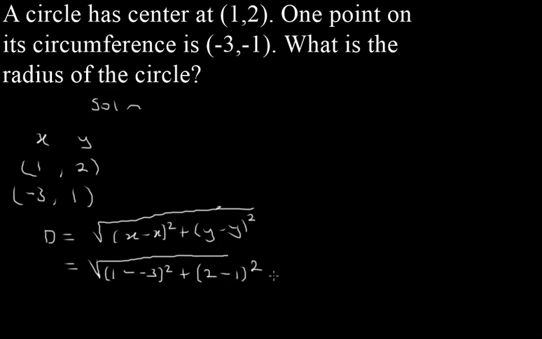So what we get there is 1 minus negative 3 gives us 4, and 4 squared gives us 16. 2 minus 1 gives us 1, and 1 squared gives us 1. So therefore we have root of 17. Now 17 isn't a perfect square, so we wouldn't easily find the root of 17. So we would leave our answer as root of 17. So the radius of the circle is root of 17.